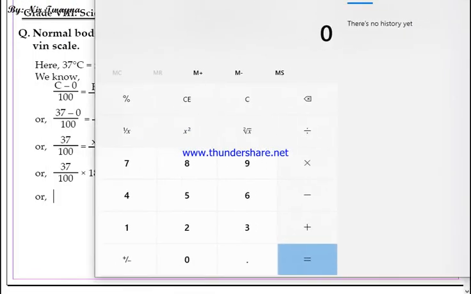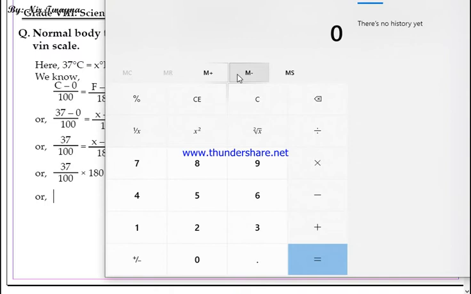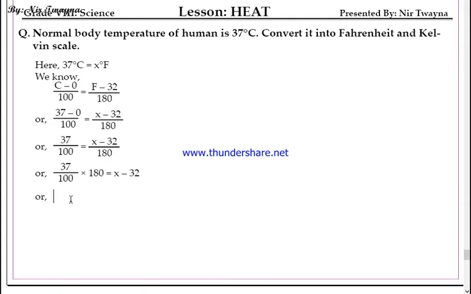Well, what do we have? 37 divided by 100 is 0.37, and we need to multiply it by 180, which gives 66.6. So you get 66.6 equals x minus 32. Now you need to find the value of x, which means this value must cross over the equals sign.